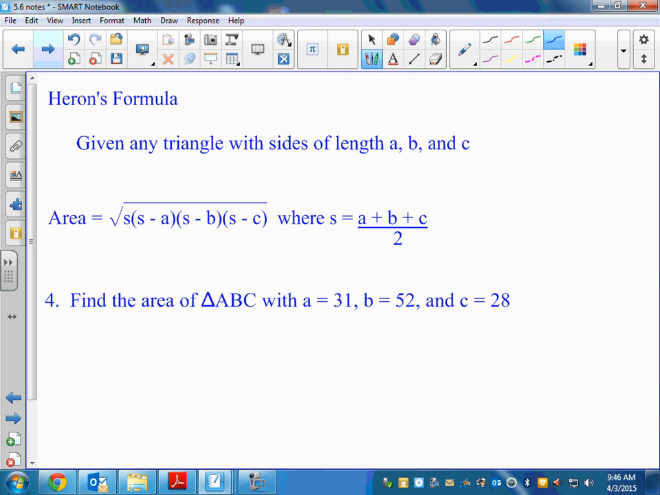On this one, what if they only gave you the three sides of the triangle? If they only gave you the three sides of the triangle and they asked you to find the area of it, if it's not a right triangle, then it's another issue to find the height. Or you can use Heron's formula.